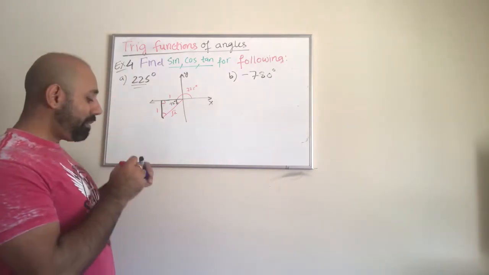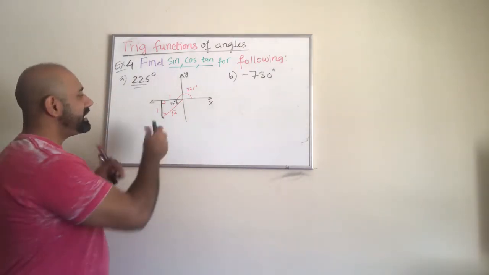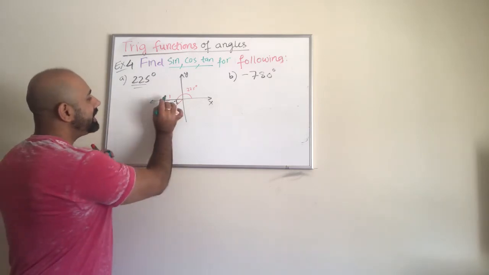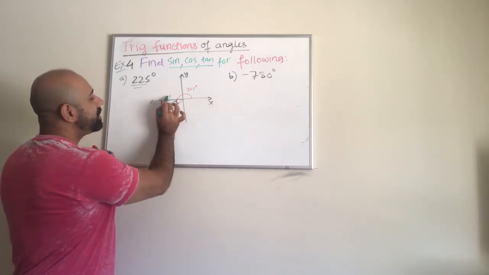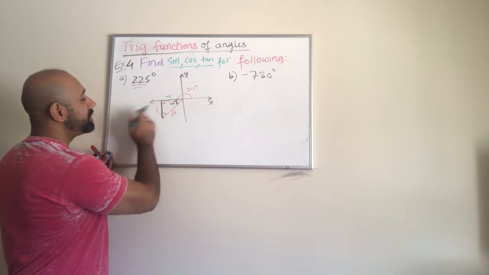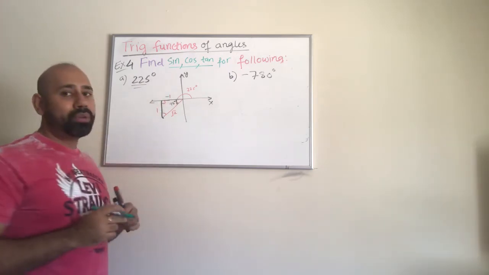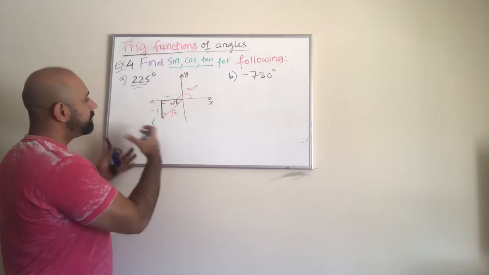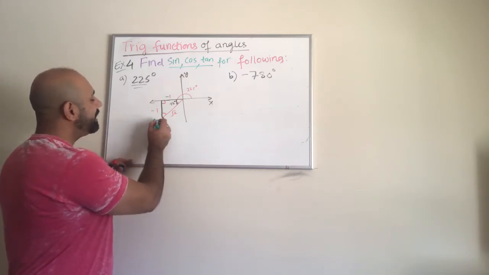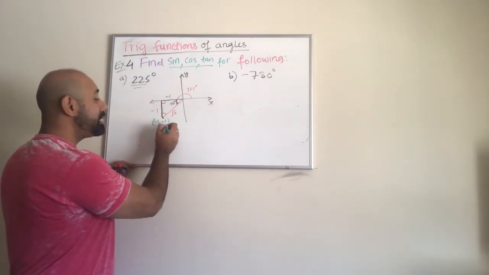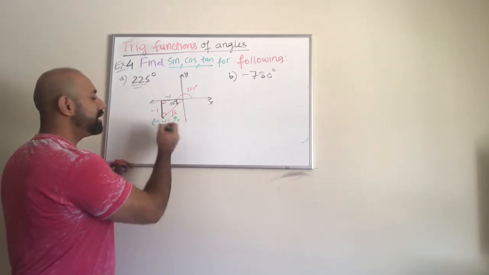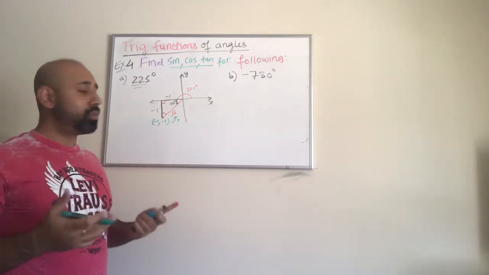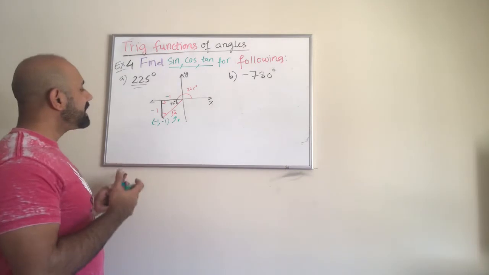But here's the important thing. Since it is in the third quadrant, x is not still 1, it is going to be negative 1 because it is on the negative side. Same thing for y, it is not going to be positive 1, it's going to be negative 1. So in terms of x and y coordinates, x is negative 1 and y is negative 1 as well, but the radius or the hypotenuse is still going to be positive square root of 2. So I have x, y and r.